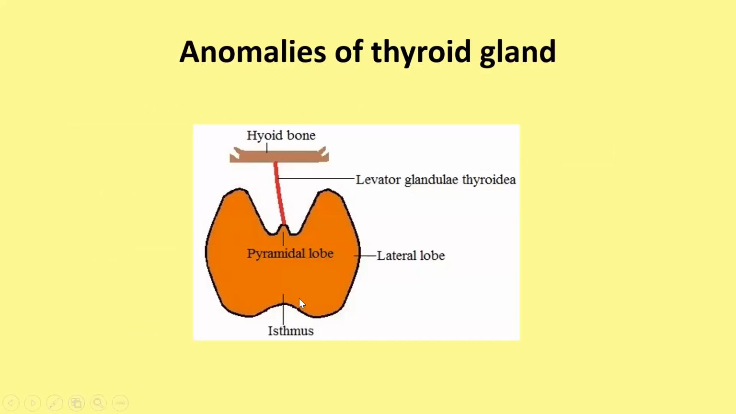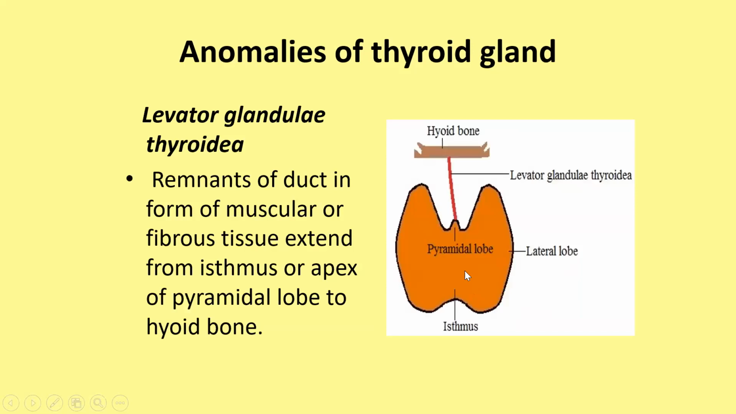So, this is the pyramidal lobe, which is formed by the persistence of part of the thyroglossal duct. This projection here we can see is rising from the isthmus. It may arise from the right lobe or the left lobe also. Then we have another term, Levator glandulae thyroidea.